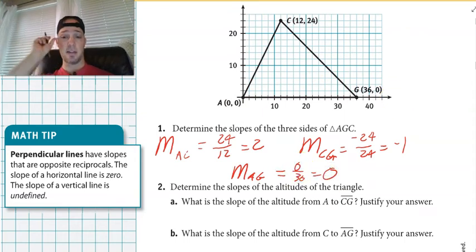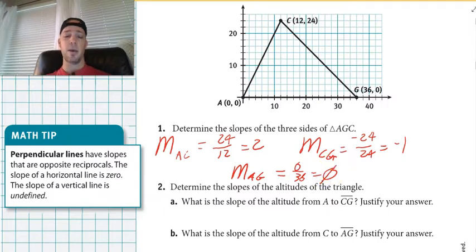All right, so the slope of AG is just going to be 0 over 36, or 0. Now that we have determined these slopes, remember that perpendicular lines have slopes that are opposite reciprocals. So if we're trying to draw the altitude of one of these sides, going to the opposite vertex, I need to be able to draw a line that's perpendicular and goes through the opposite vertex. So something perpendicular here goes through the opposite vertex here.